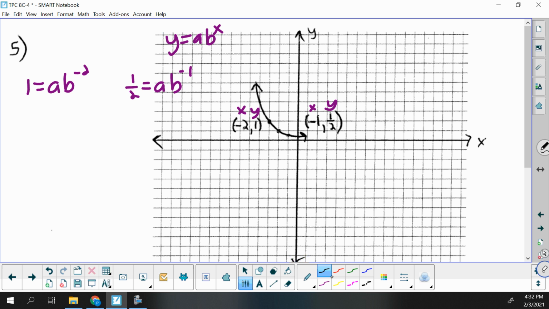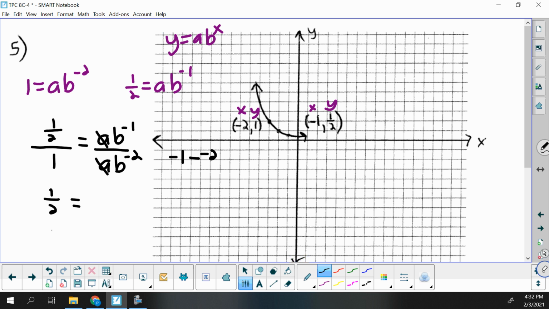Negative 1 is a bigger number than negative 2, so our equation on the right will go on the top. We're going to have 1/2 over 1 is equal to ab to the negative 1 over ab to the negative 2. Anything divided by 1 is just itself, so we get a 1/2 on the left. The a's divide out, and when we divide, subtract our exponents. Be really careful subtracting your exponents. Negative 1 minus a negative 2 becomes a plus. Negative 1 plus 2 is 1, so we'll just have b to the first. So our b is just a 1/2.